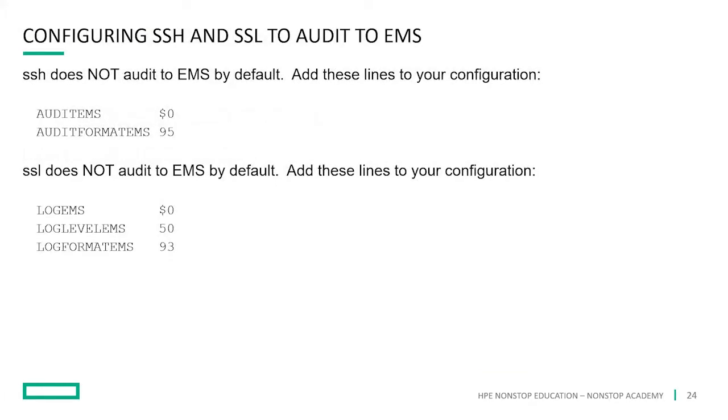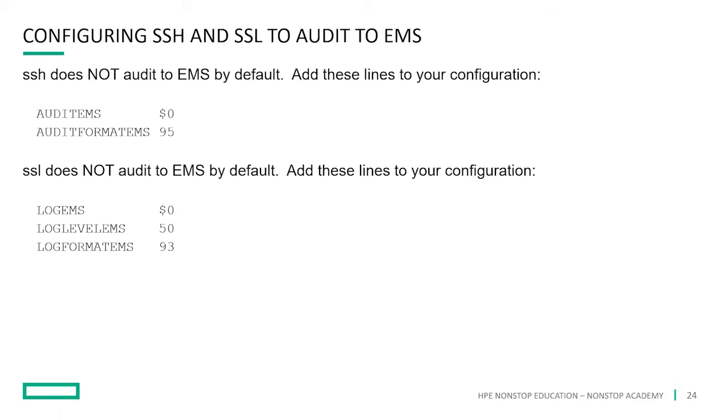I talked about the fact that you need to configure SSH and SSL to audit to EMS if you want to get the data in Merged Audit. So here's how to do that. SSH and SSL do not by default audit to EMS. You don't have to use $0. As a matter of fact, I would probably say don't use $0. Set up another collector. When you do that, say audit EMS and a collector name, and then the audit format EMS to 95.